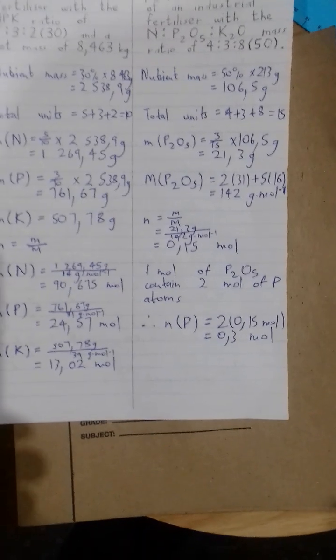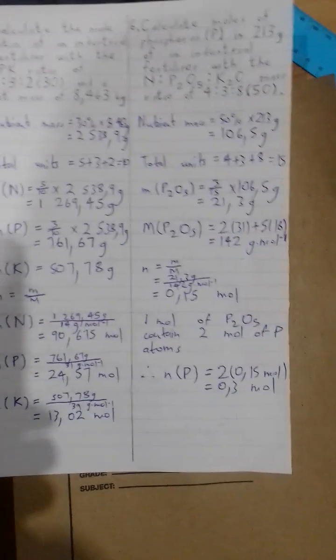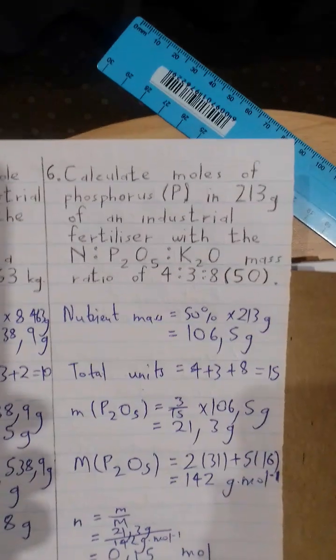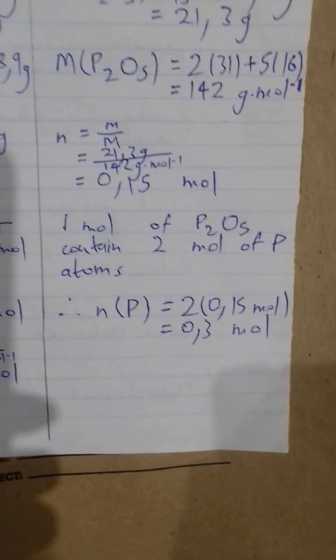I know that may have been too hard, especially the last one. Okay, it was asking specifically for the number of moles of phosphorus. That's why it specifically said P in brackets, and that's why it's number of moles of phosphorus. Okay, be careful of such.